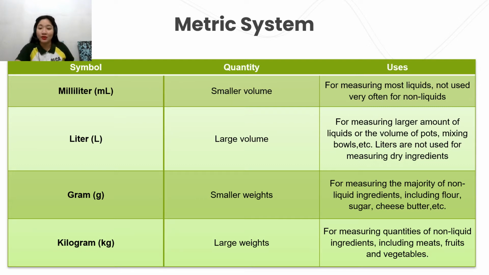We also have the gram. It is intended for smaller weights, for measuring the majority of non-liquid ingredients, including flour, sugar, cheese, butter. We also have the last one, which is kilogram. Kilogram is intended for large weights, for measuring quantities of non-liquid ingredients, including meats, fruits, and vegetables.